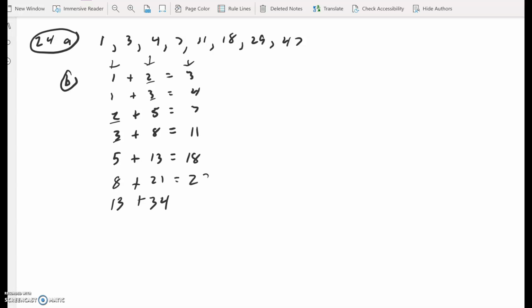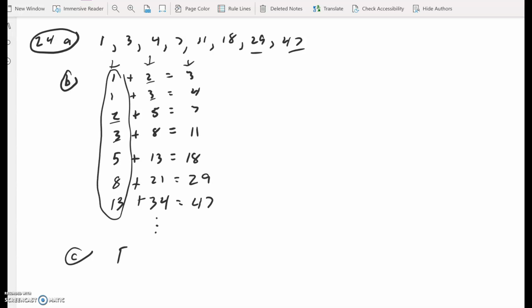8 plus 21 is 29, which matches that Lucas number. 13 plus 34 is 47, which matches that Lucas number. This would go on a long time, but we're asked just for the next 2 rows. B is kind of insulting. What do you observe about the first column? Well, they're the Fibonacci numbers.